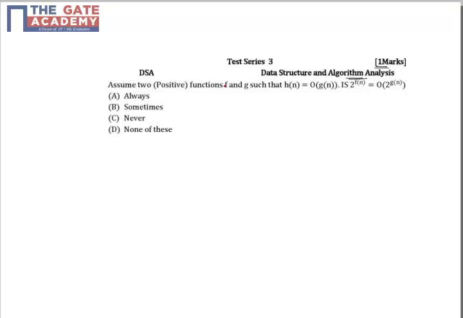So what are the options? The options are whether this particular relation is true or not. The options are: it is always true, it is sometimes true, it is never true, and the last option is none of these. Okay. So let's take one of these functions. Let's say f of n equals 2n. Okay. So what is 2 power f of n? 2 power f of n is nothing but 2 power 2n, which equals 4 power n.